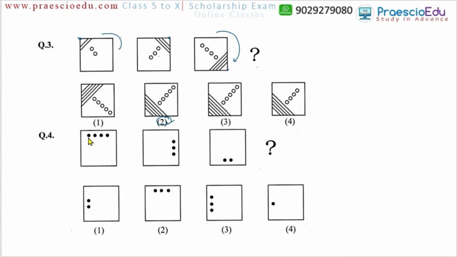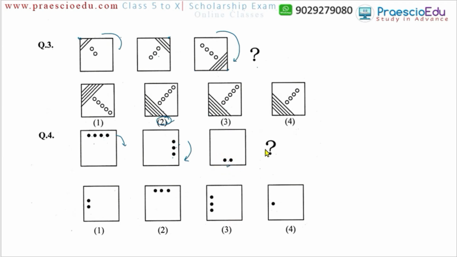Now question number 4, here there are 4 dots. Now they turn to the side, meaning clockwise rotation. These 4 dots turn 90 degrees, meaning to this side, but one gets reduced. Again with 90 degrees, clockwise direction, one gets reduced and 2 dots are shown.